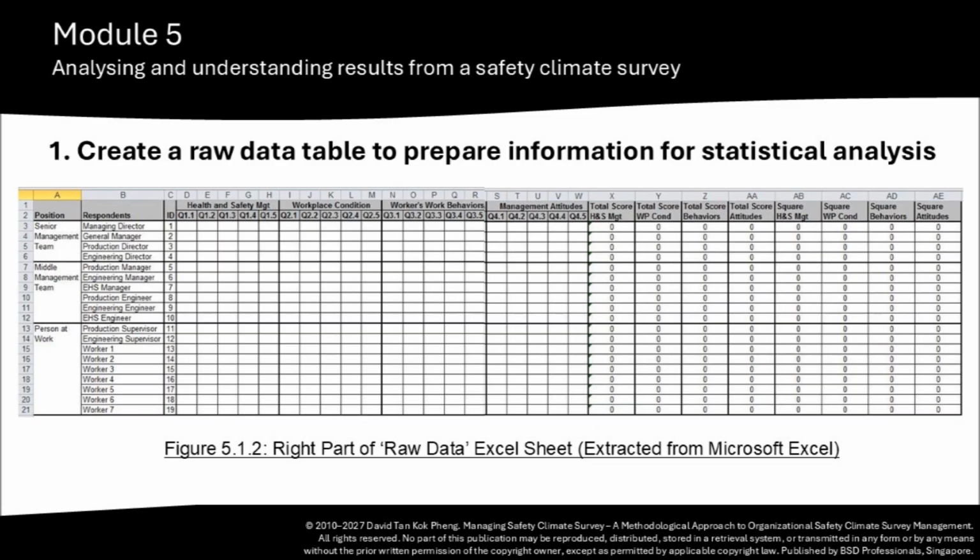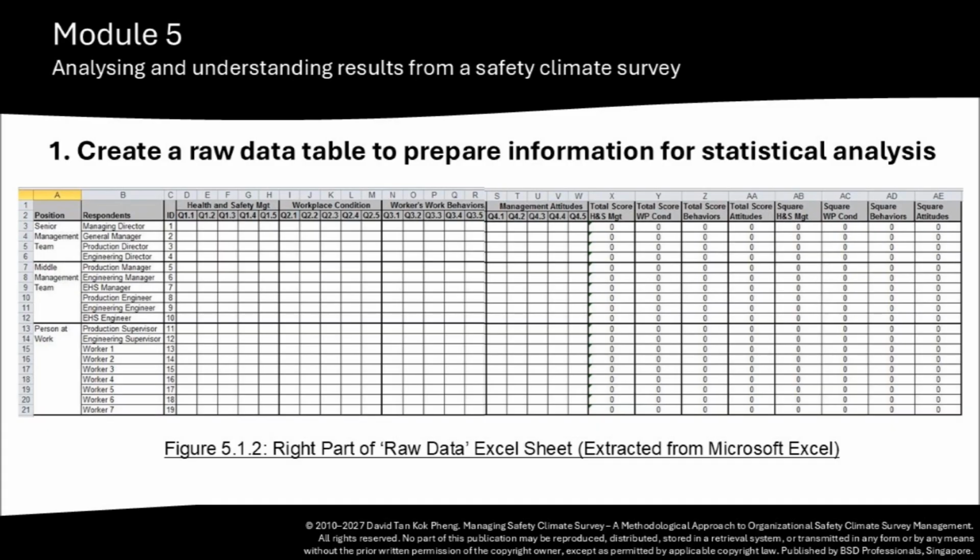Next, calculate the squared total scores. In column AB, enter Square Total Score of Health and Safety Management System, using the formula equals X3*X3. In column AC, enter the squared total for Workplace Condition using equals Y3*Y3. In column AD, use equals Z3*Z3 for Workers' Safe Behaviors, and in column AE, use equals AA3*AA3 for management's attitudes, values, and beliefs. Again, these formulas should be copied down for all rows.